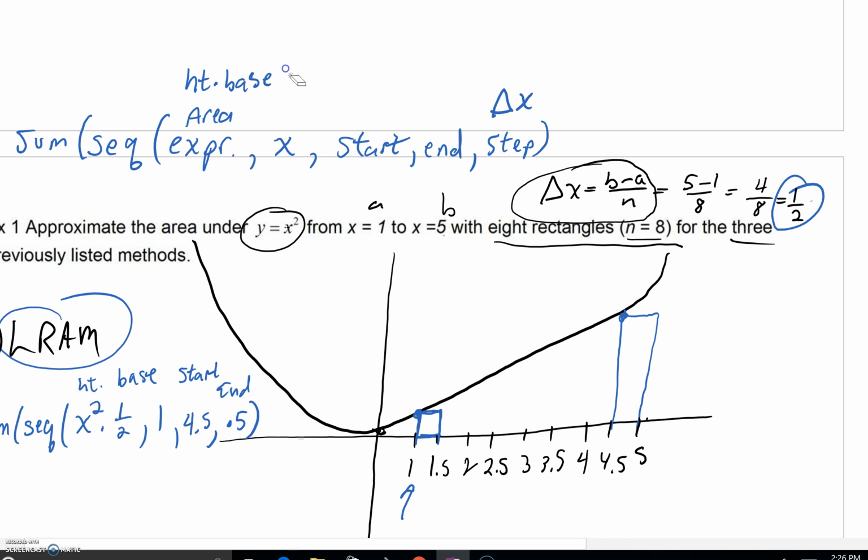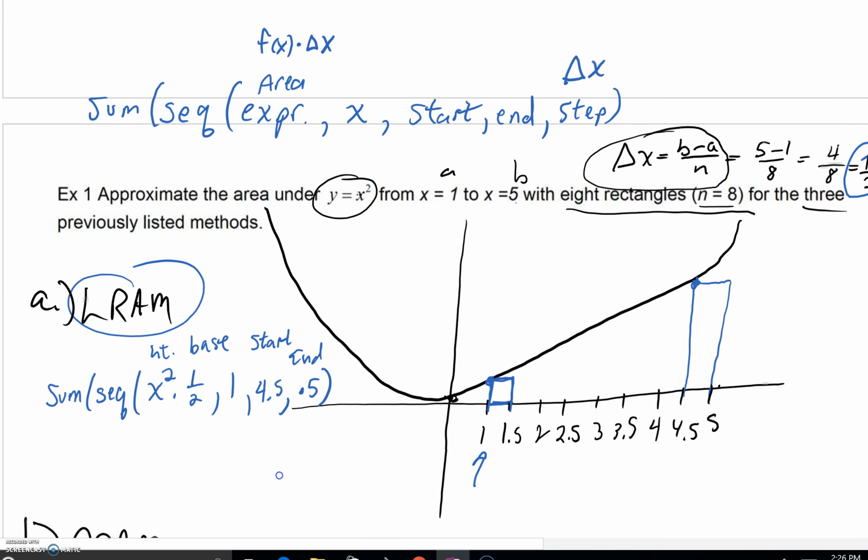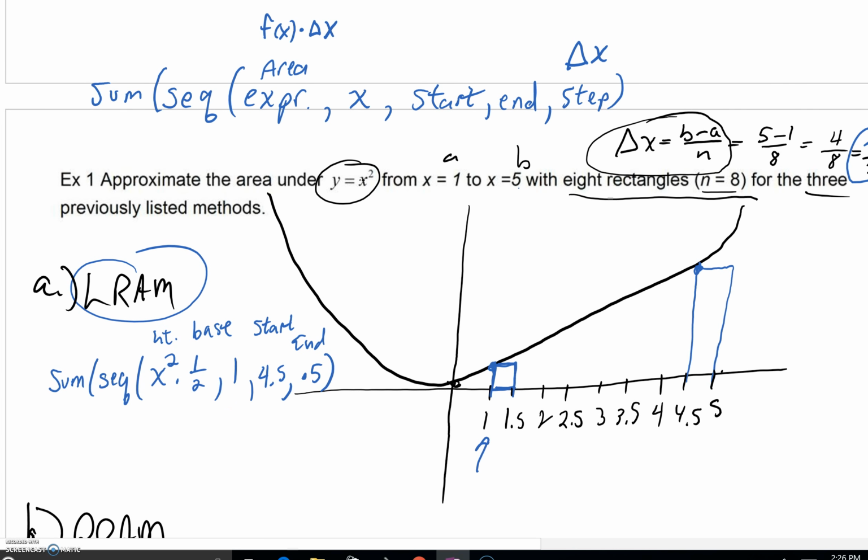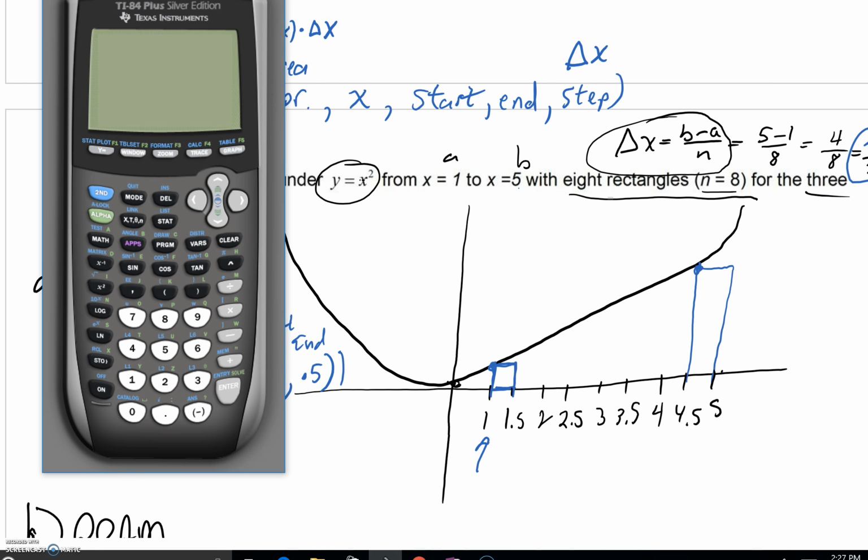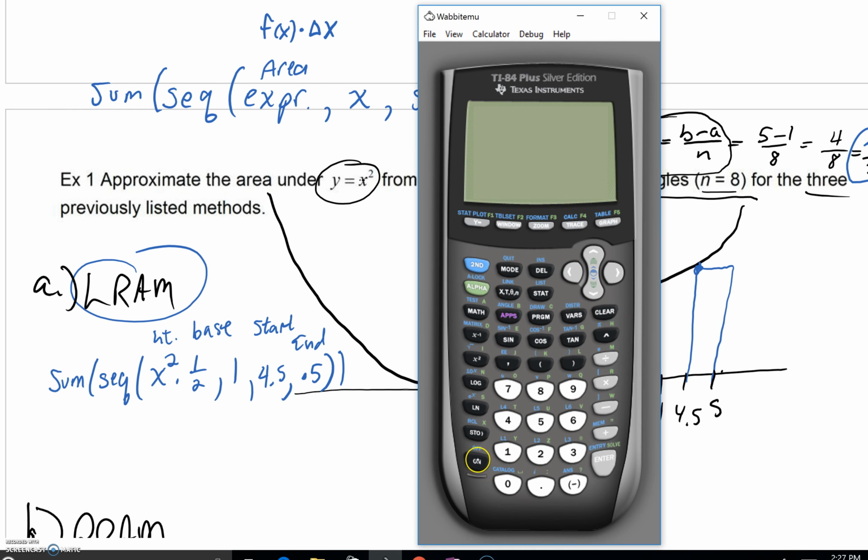The area expression will always be f of x times delta x. That's how you find the area of a rectangle. The f of x is your height. Delta x is your base. Delta x shows up twice. Well, right now, guys, the big question is, how do we type this out? Well, you all have a graphing calculator, and I'd like to right now walk you through how we can do this. So all you got to do is to get sum and sequence to show up.